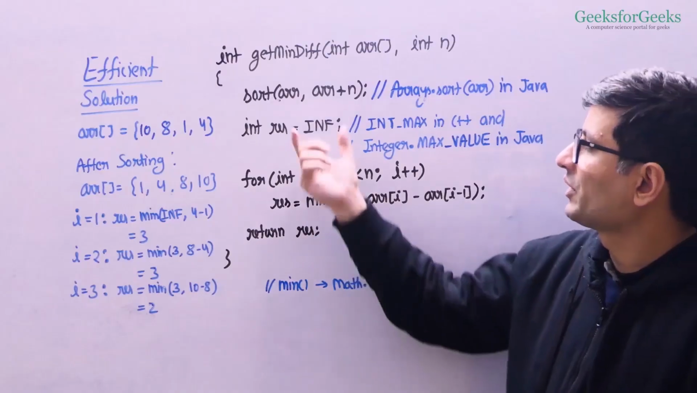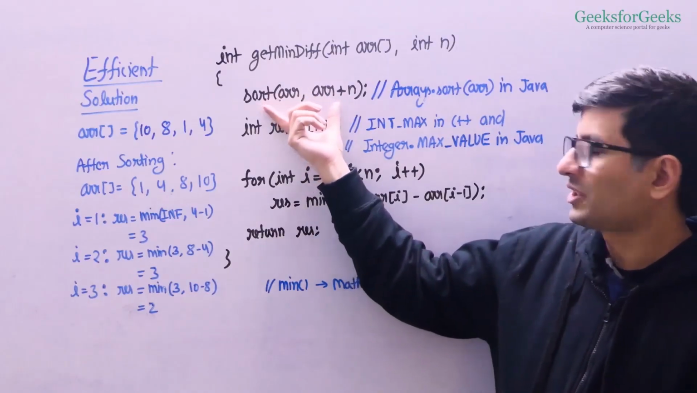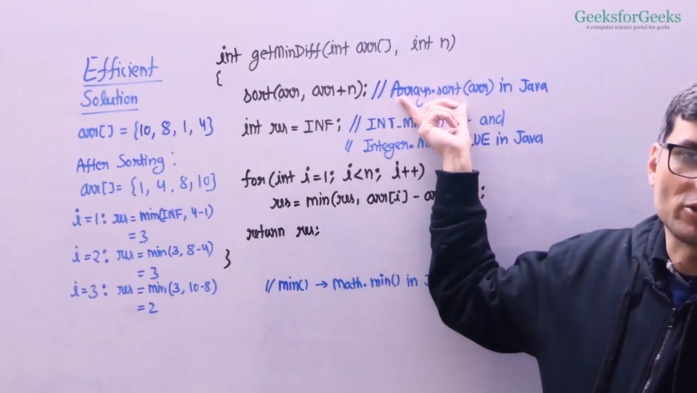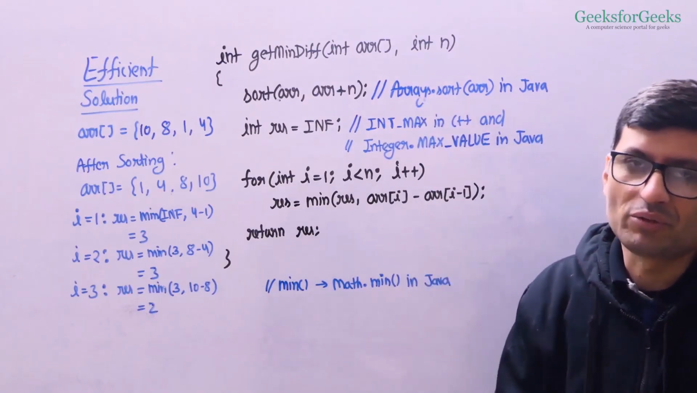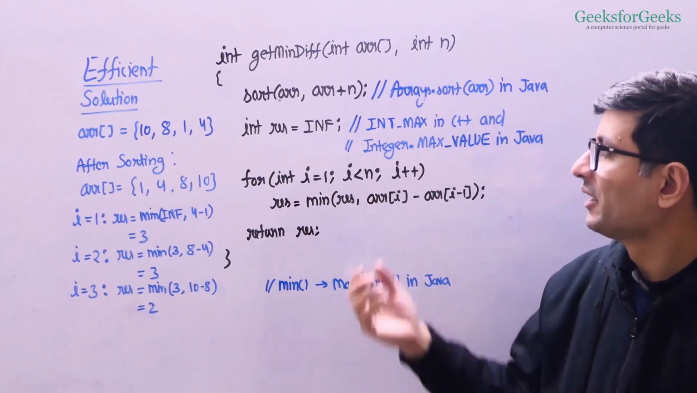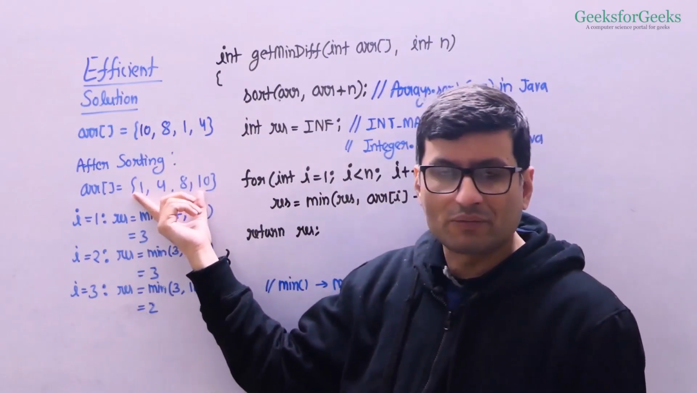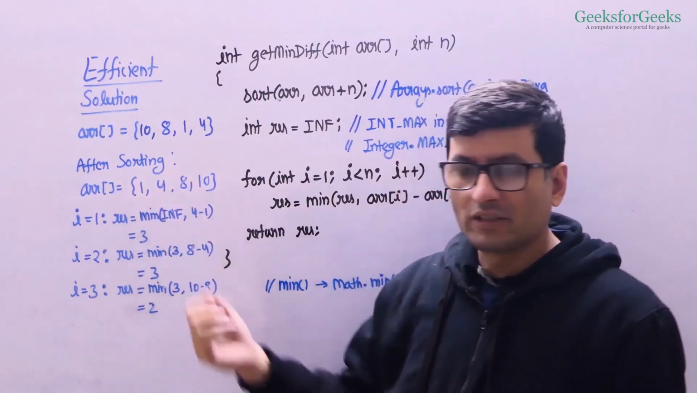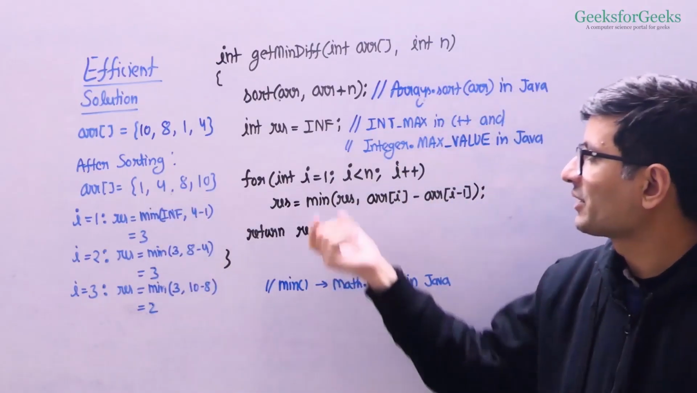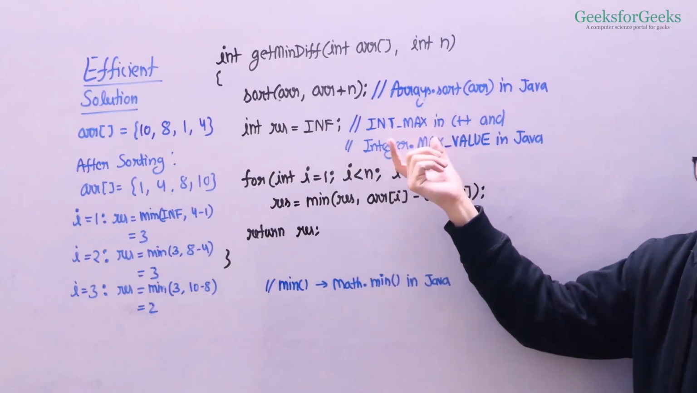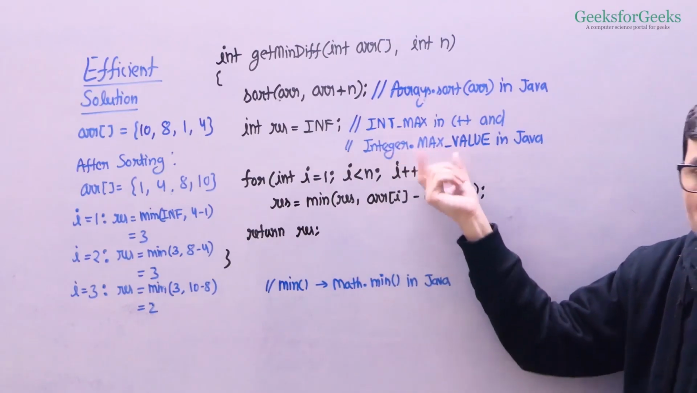We are going to first sort this array. For this sort, we need to include algorithm in C++ and we can do Arrays.sort in Java. For that, we need to import java.util.Arrays. So if you are given this array, your array will become, after sorting, 1, 4, 8, 10. After that, we are going to initialize our result as infinite: INT_MAX in C++, and Integer.MAX_VALUE in Java.